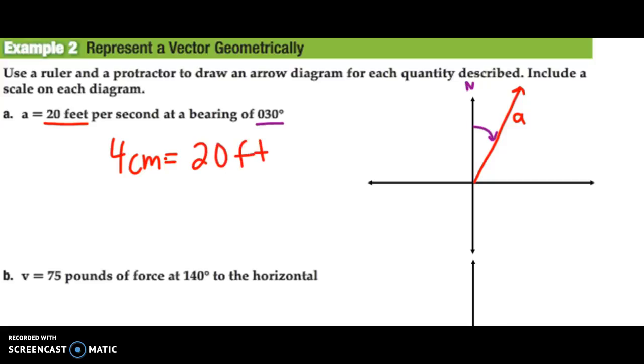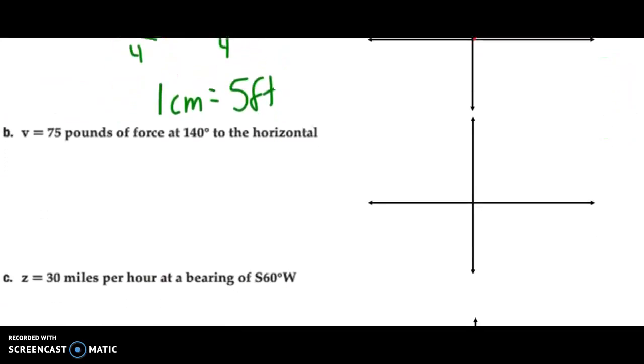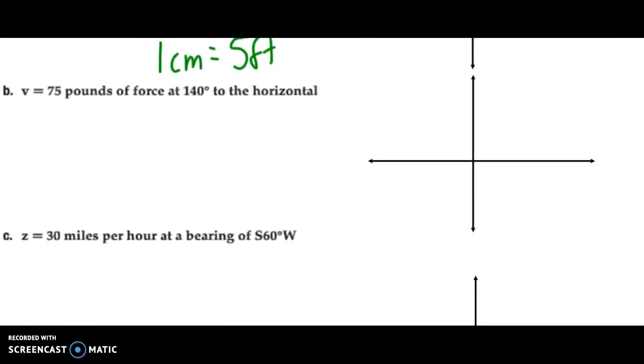Okay? So if I wanted this down to a scale, I could divide both of them by 4, right? And so I'd get 1 centimeter is equal to 5 feet. So that's going to be my scale. So I'm going to put that over here. 1 centimeter is equal to 5. Okay? There's my scale right there. Yours is obviously going to be different because you're going to have a ruler to try yours out.